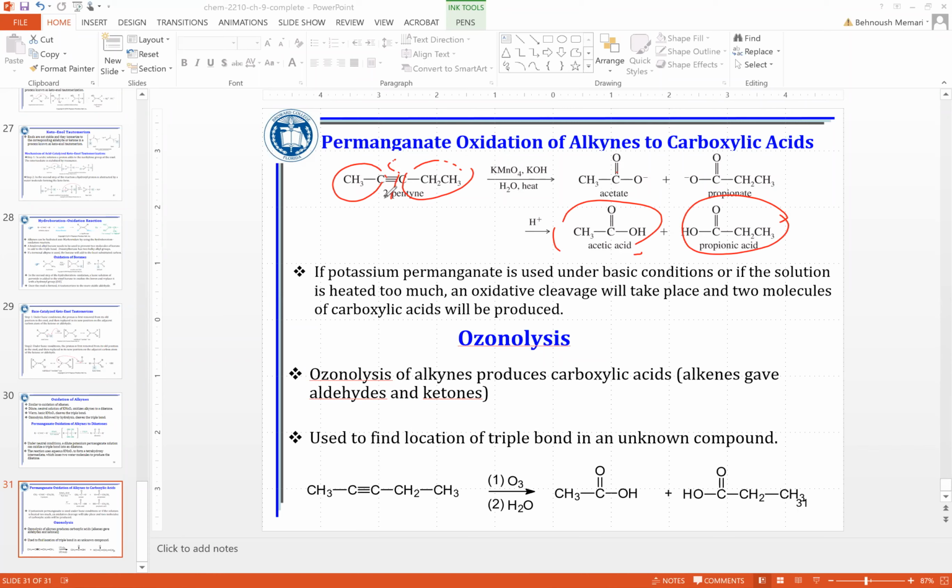So remember, if you have hot permanganate in basic solution, it would cut through the triple bond. But if you use cold dilute permanganate, neutral, no acid, no base, it's going to only break the pi bonds. With 2 pi bonds broken, it would add a C=O double bond, or double bond oxygen. If only 1 pi bond is broken, then you get OHs added to each carbon.